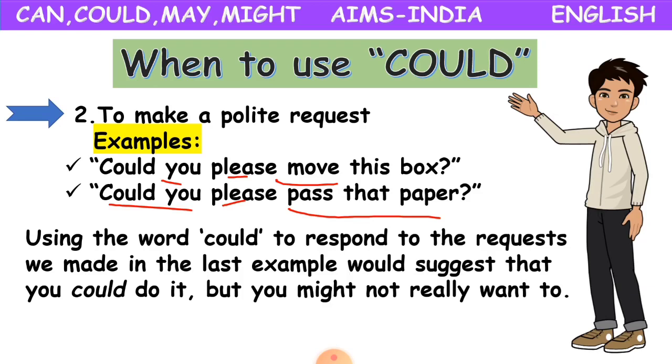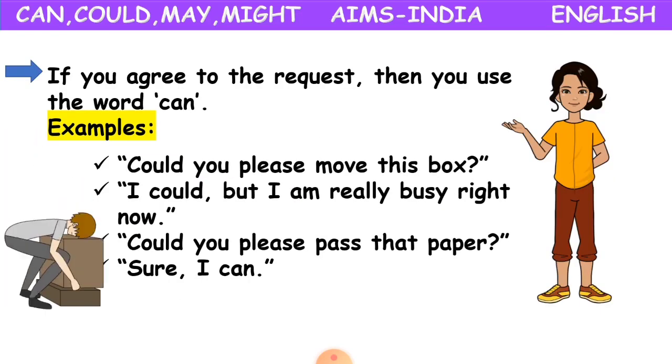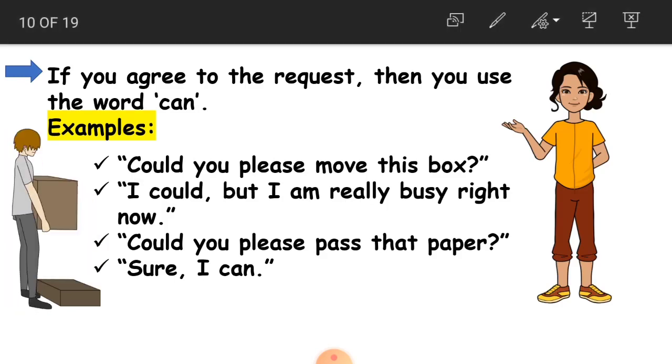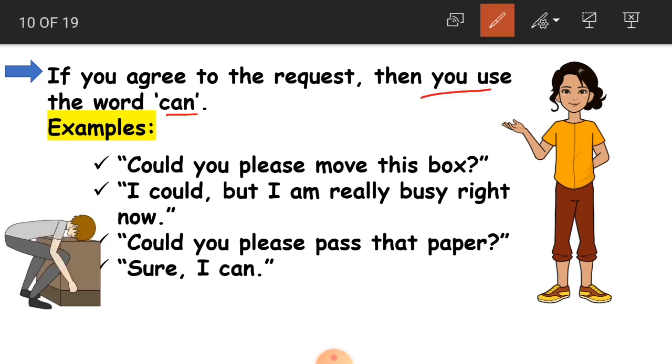Again, could you please pass that paper? Question mark. No, this is a request with a question mark, and we need an answer for this. Like, if you agree to the request, then you use the word can. If you agree, if you say yes, then yes, I can.